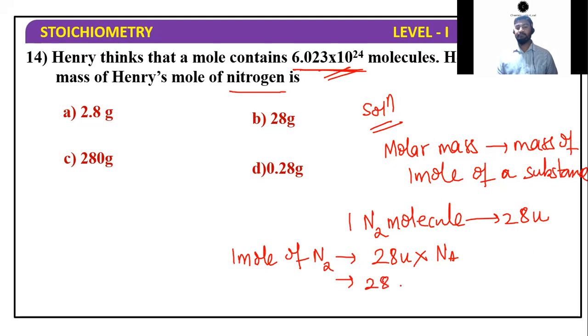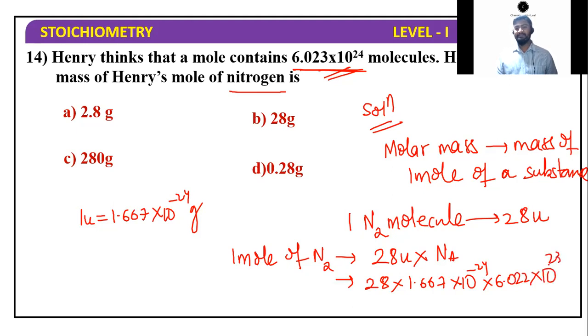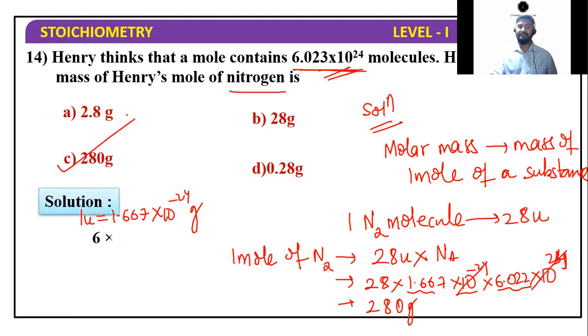So it will be 28. What is u? We know 1 u is nothing but 1.667 into 10 to the power minus 24 grams. So it will be 28 into 1.667 into 10 to the power minus 24 into 6.022 into 10 to the power 23. Minus 24 plus 23 gives a net power of minus 1, so this into this is 10, and the rest cancels anyway. So the answer is 28 grams. So the answer is option C. C is the right answer. We already discussed the solution. The answer is C.